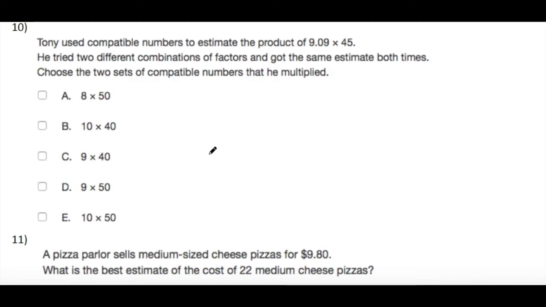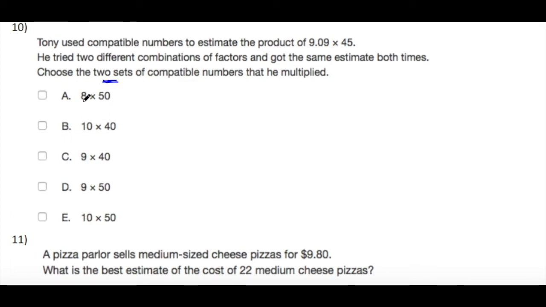Tony used compatible numbers to estimate the product of 9 and 9/100ths times 45. He tried 2 different combinations of factors and got the same estimate both times. Choose the 2 sets of compatible numbers that he multiplied. If you notice here, all of these may be right, no problem, because as we said in estimation, in compatible numbers, no rules, and in rounding, it's a rule. But here, the question is about 2 sets of factors that give me the same answer.